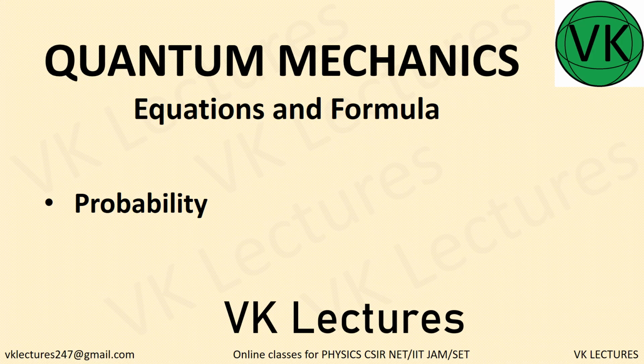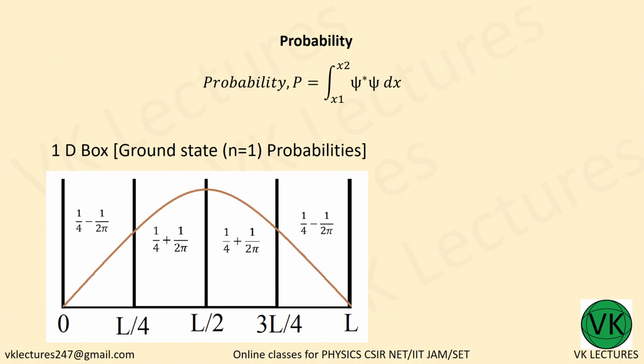Probability. So this is another section from quantum mechanics. Probability is given by the formula, as we have discussed earlier. P is equal to the integral from x1 to x2, where these are the points where we have to find the probability, of psi star psi dx. Now here we have the 1D box which is in the ground state, which means n equal to 1.